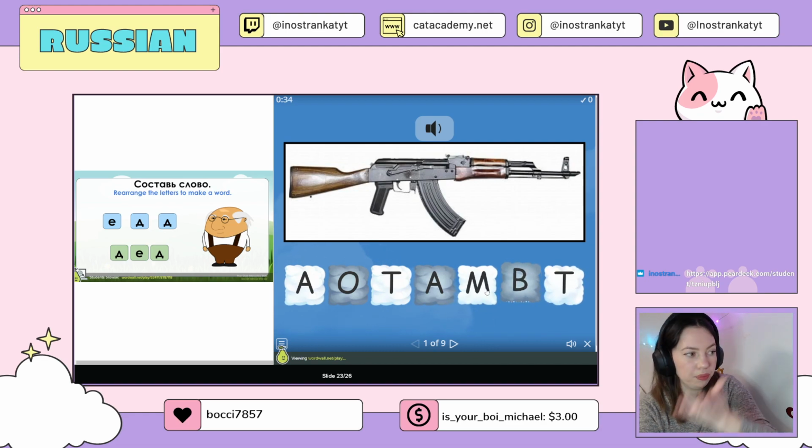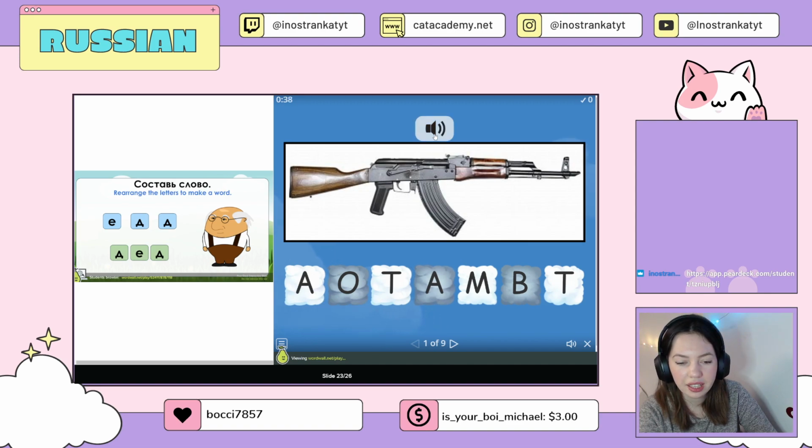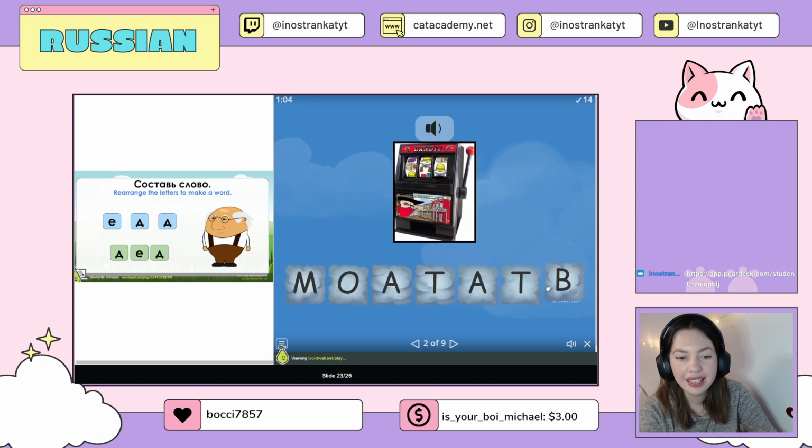Ta-da! Oh, M is also placed at the correct place. Not sure about anything, but I definitely know that A should be between M and T. Not sure about here, but O could be here. Well. Tomat. Actually, tomat is the same.